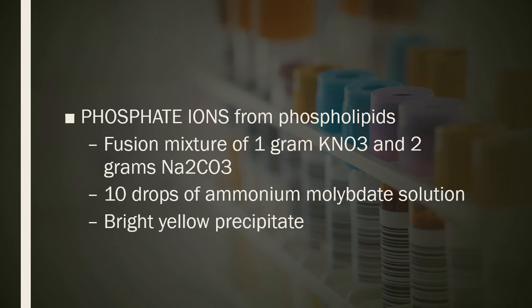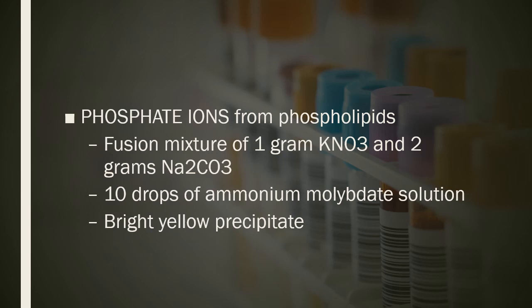You added ammonium molybdate solution, and of course your reagent is your ammonium molybdate solution. In the presence of phosphate ions, it will give you a bright yellow precipitate. That is for your phosphate ions. You are not testing for the fatty acids here. You're not testing for lipids or glycerol, but you're testing for your phosphate.